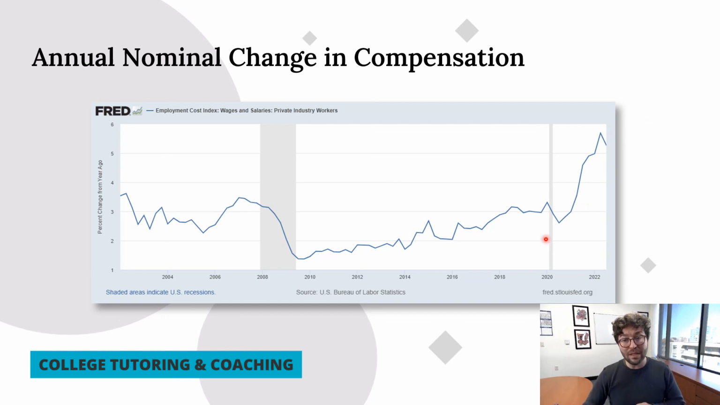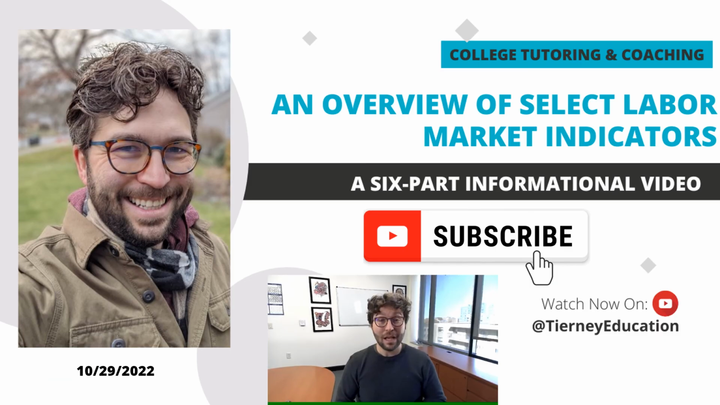But this is one of the leading causes of the current inflation that we are seeing here in the United States and around the globe. Of course, there are lots of other reasons we may see inflation, but increases in workers' pay are going to lead to higher costs for businesses, and they will in turn be increasing their prices as well. So there you have it, a quick overview of some select labor market indicators.